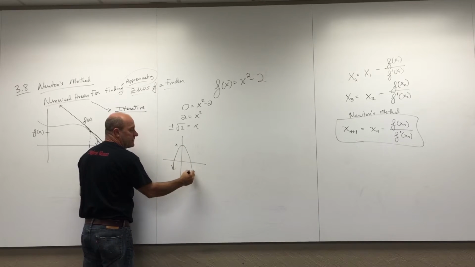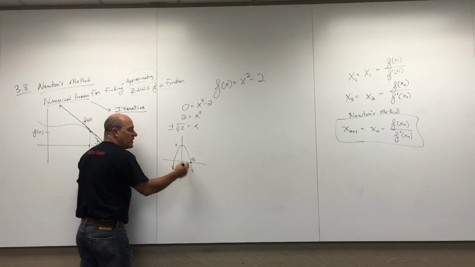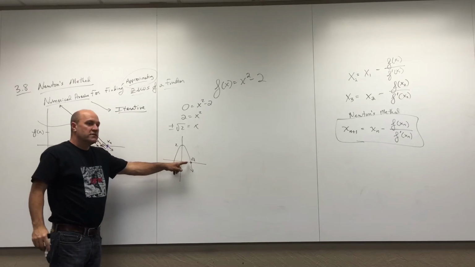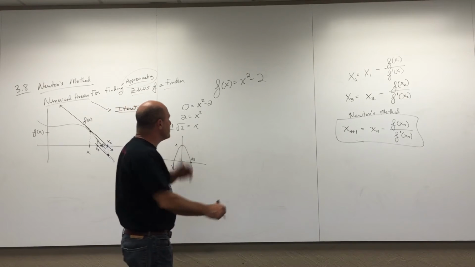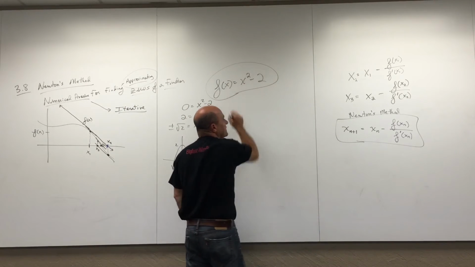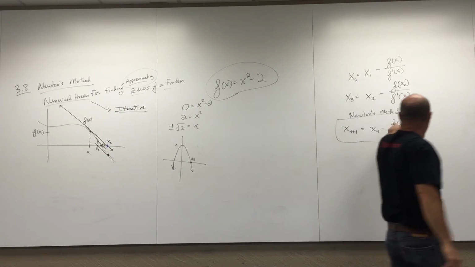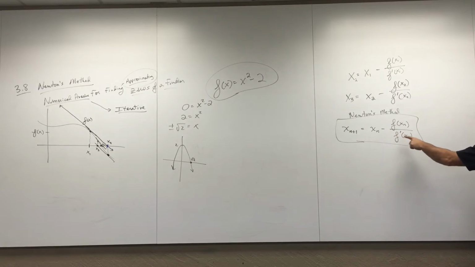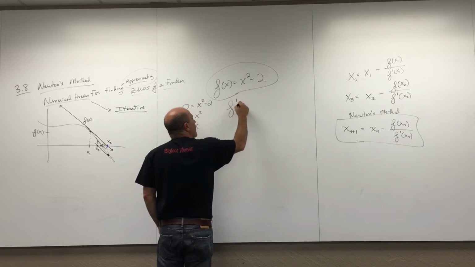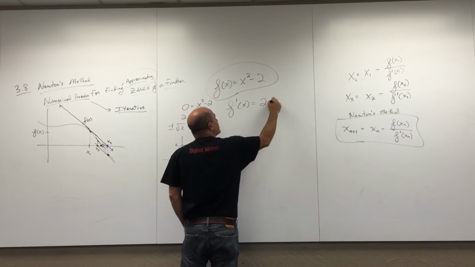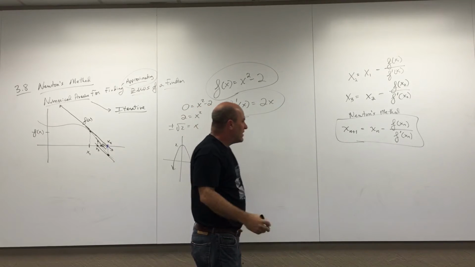It's this parabola and these x-intercepts. So let's say we're looking for this one. I want to do Newton's method. Newton's method needs the function. What else does it need? It needs the derivative. What's the derivative? 2x. Okay, it needs the derivative. And then what else does it need?